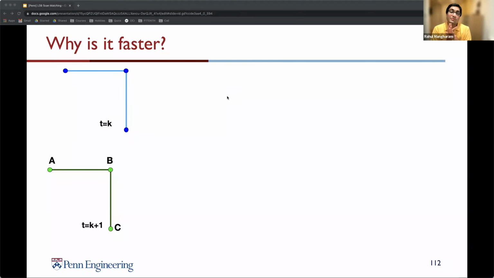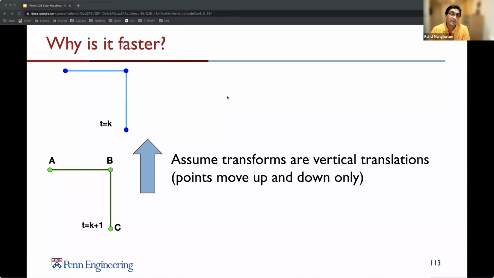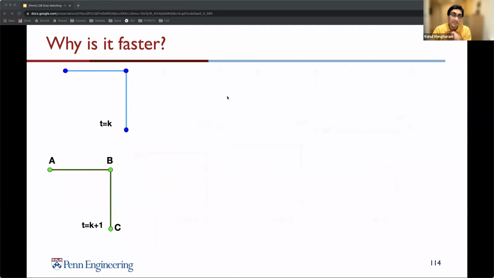Let's assume we have two sets of scans, one at time step t equals k, and one at time step t equals k plus 1. Here, A, B, C is simply signifying the indexed ordering of the points, as it's not related to the correspondence between the two sets of scans. So let's further assume that we are only searching over the set of transforms which are vertical translations of the points, meaning that we are only moving the points up or down, just for simplicity.